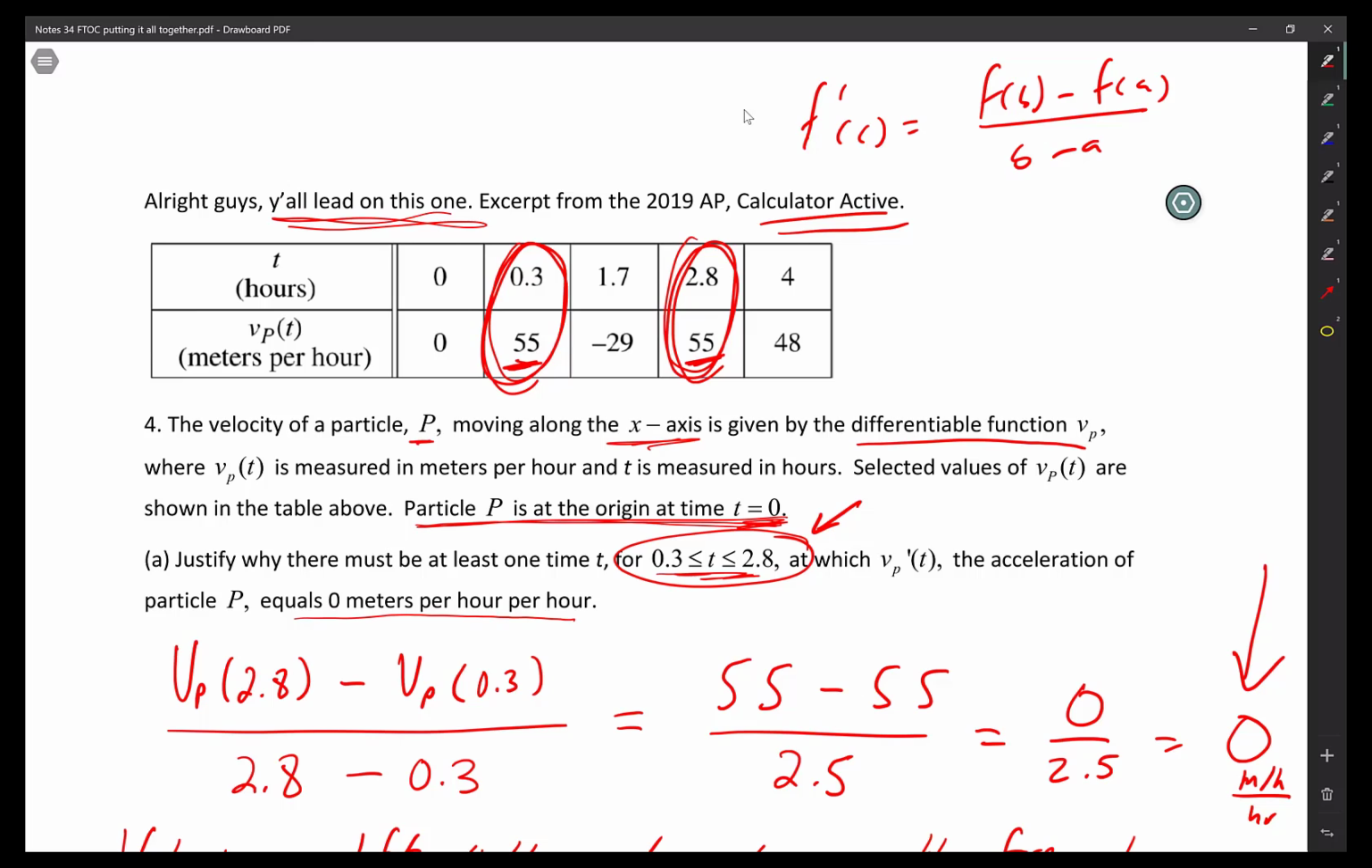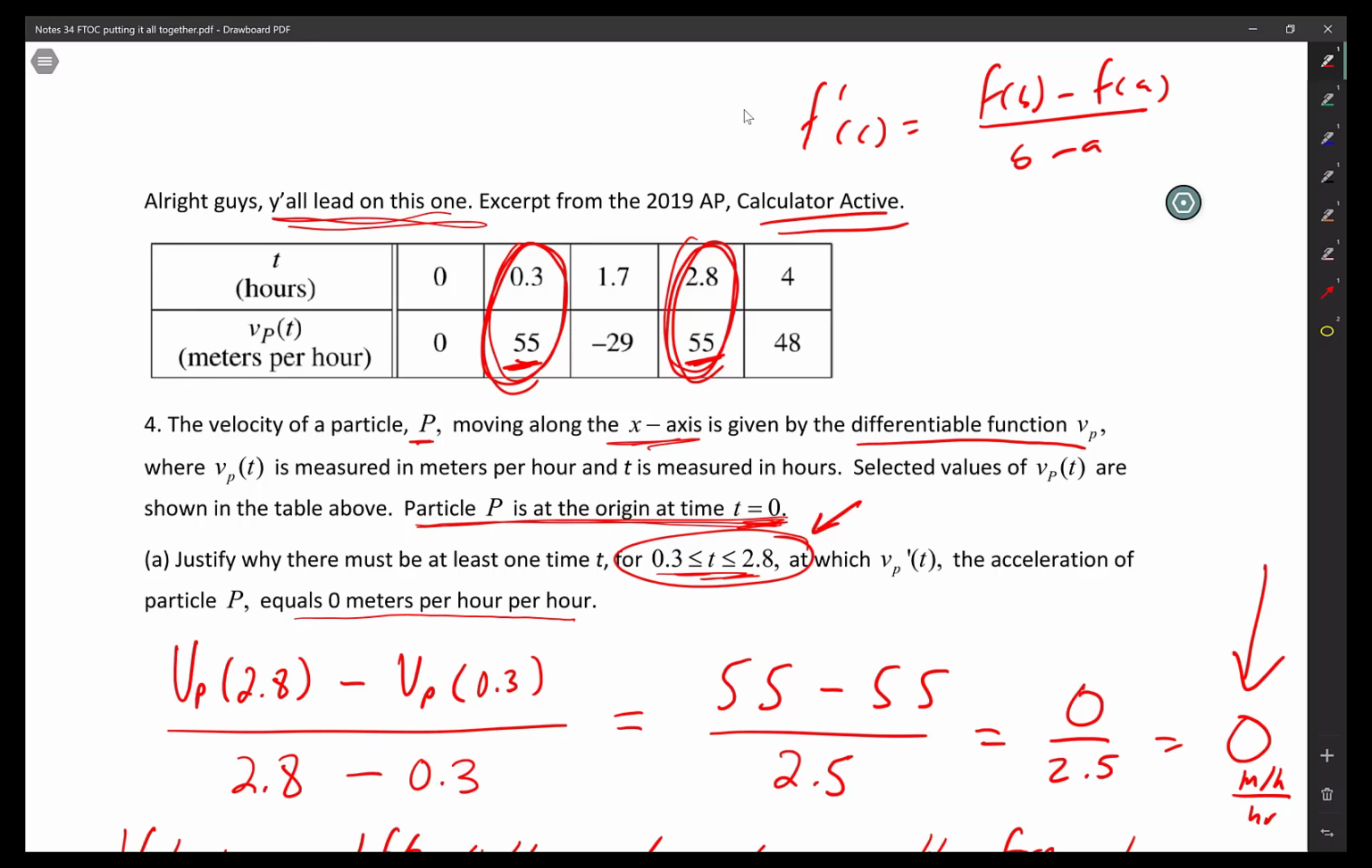That acceleration has to be 0 because they gave me accelerations. So, yes, the question is, why can't I use the Intermediate Value Theorem? We can't use IVT on this one because they don't give us A of T. If they would have given us acceleration and said that at one time it's negative one and at the other time it's one, then we could have used IVT.